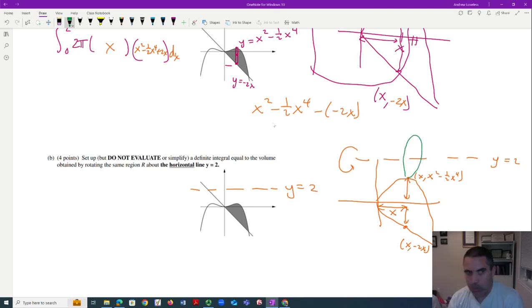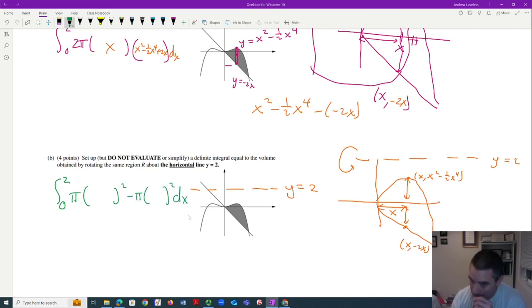The other thing we talked about was perpendicular. I mean, there's so many things we could say here, but I've made other videos about it. Let's focus on the labeling aspect. So we should be saying the integral from 0 to 2 of pi times the outer radius squared minus pi times the inner radius squared dx. The inner radius is going to be however far it is from the axis of rotation to here. So I need to label this.